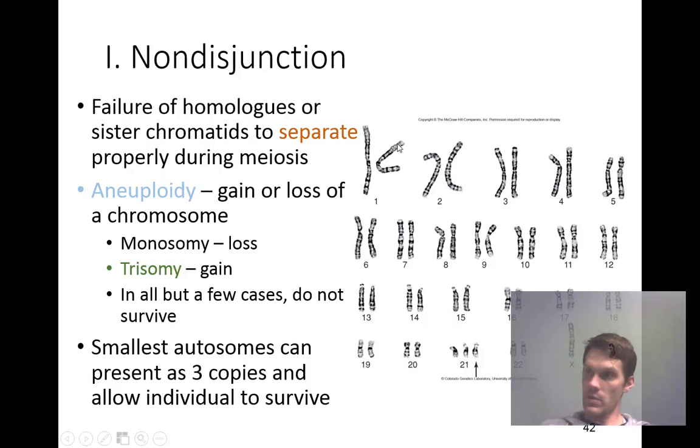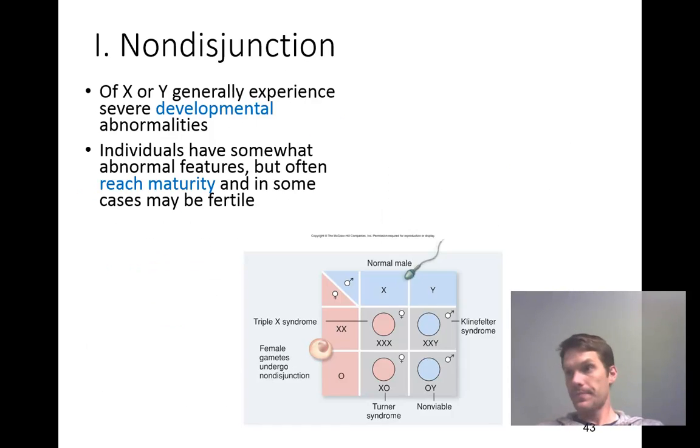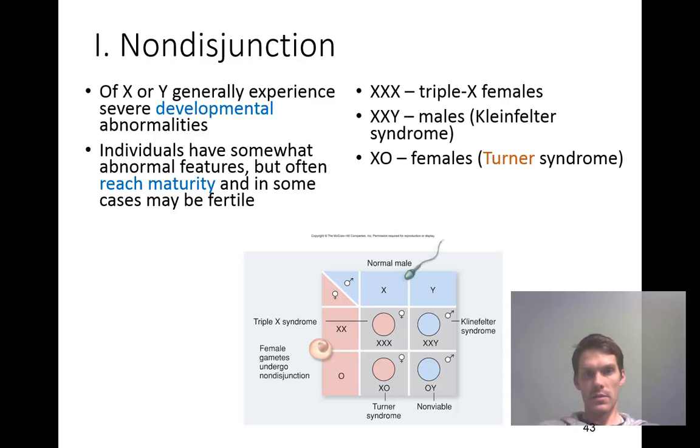But in the larger ones, it will usually end up, again, in a miscarriage or a non-developmentally viable human. If it happens on the X or Y chromosome, it generally causes severe developmental abnormalities, but some of them can reach adulthood and can even be fertile.